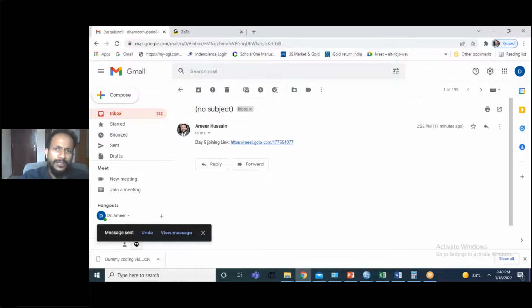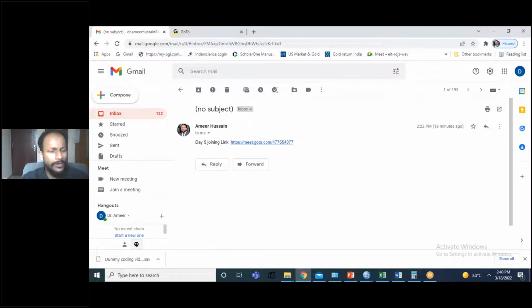I have shared the file which you can use. I think you would have got it. I'm sharing that file on WhatsApp also. So you can open that file, and we are going to discuss a concept called stepwise regression, including forward, backward, and hierarchical regression.